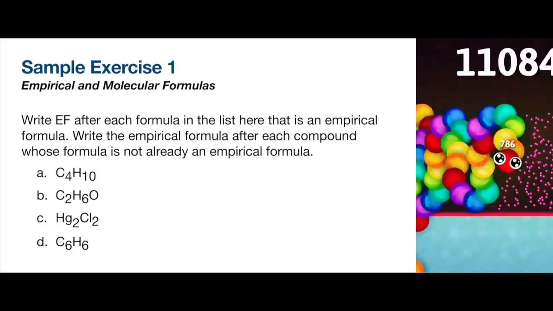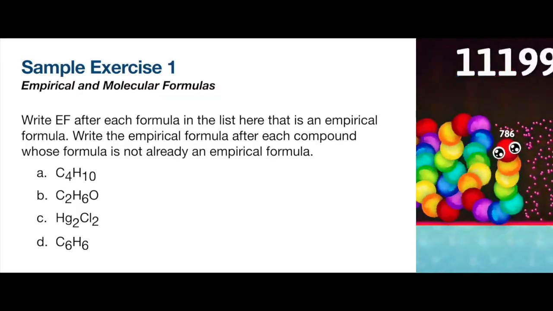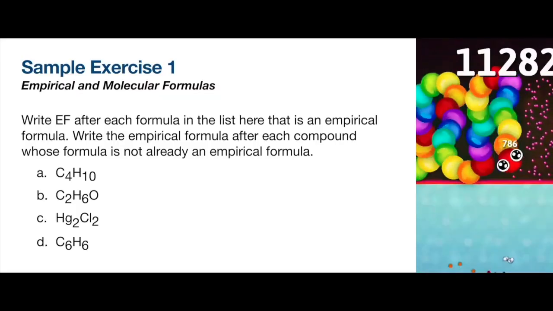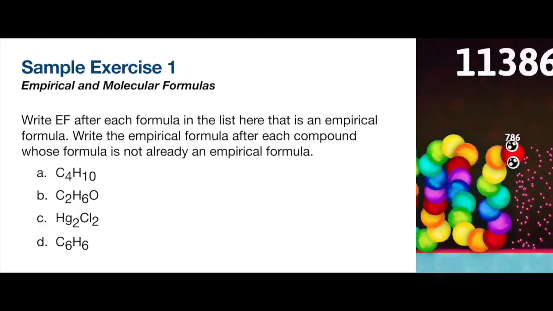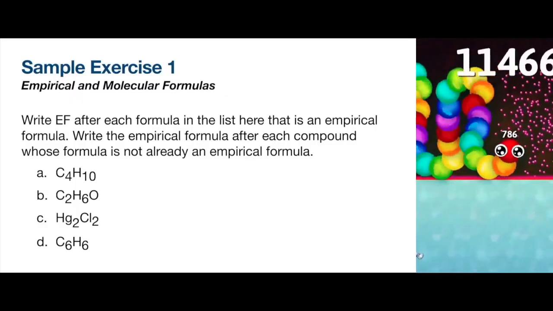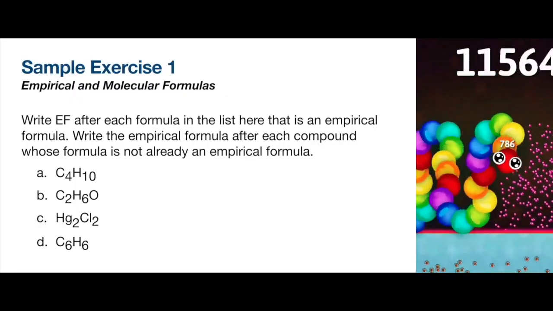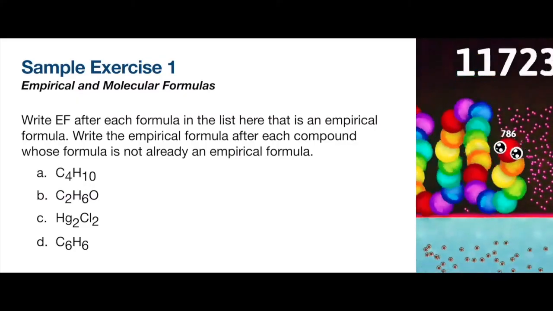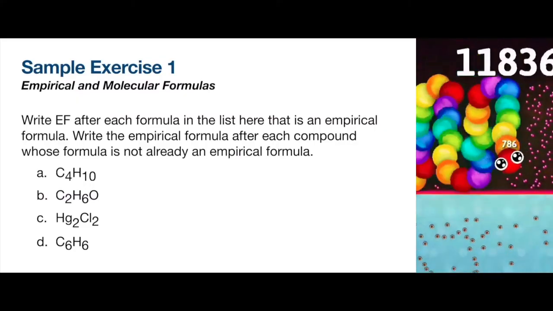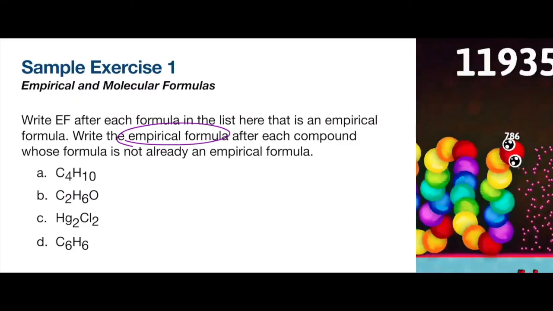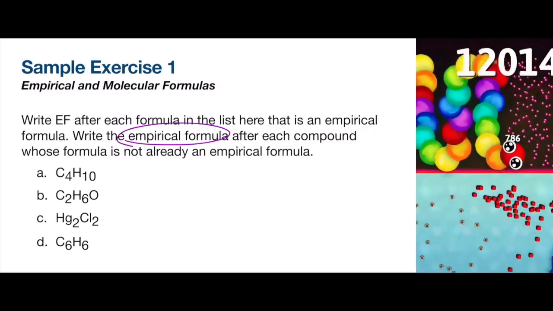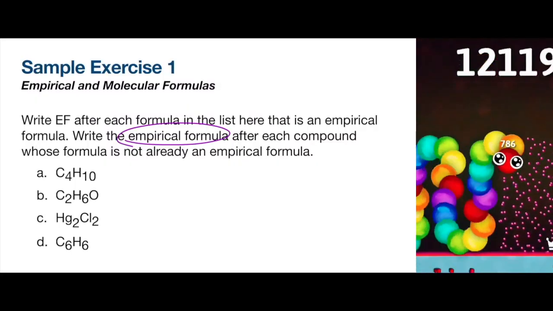Let's apply the concept that we have discussed in sample exercise number 1. Write EF after each formula in the list here that is an empirical formula. Write the empirical formula after each compound whose formula is not already an empirical formula. So again, an empirical formula expresses the lowest whole number ratio of atoms of the elements in the compound.